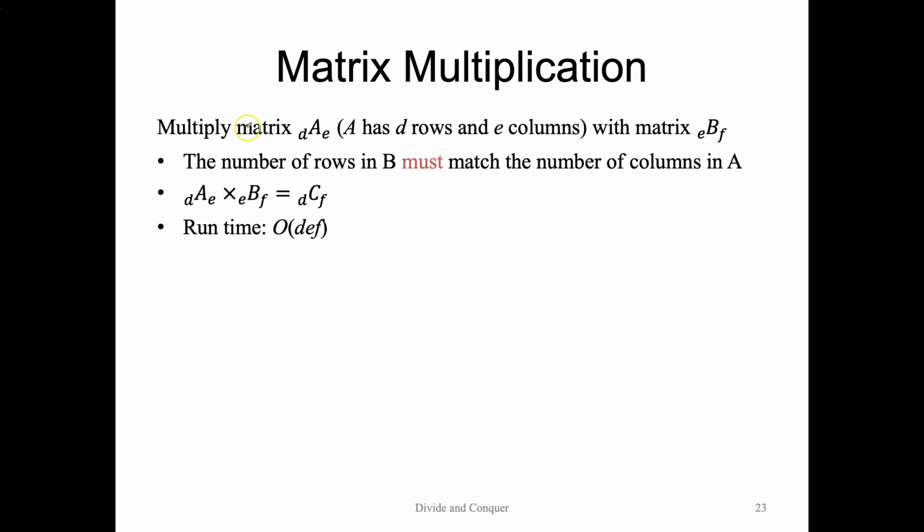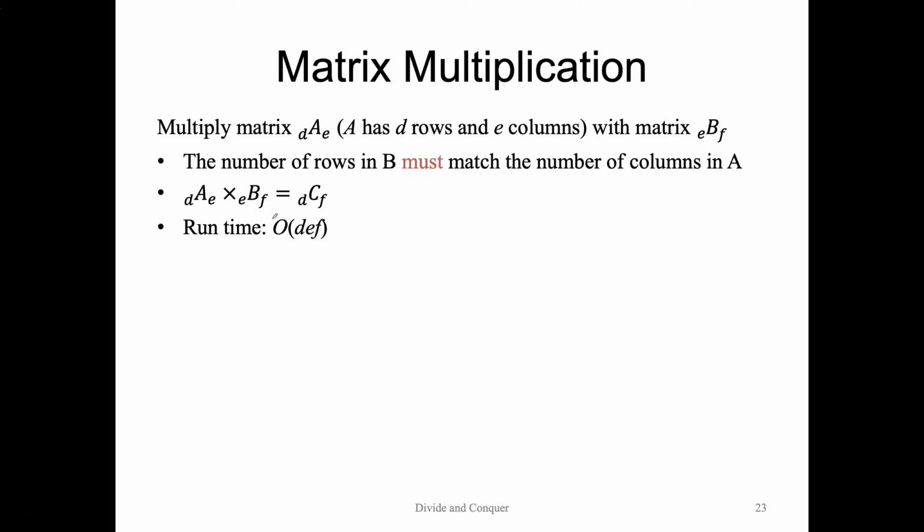Our task here is to multiply two matrices together, matrix A with matrix B, where matrix A has dimensions D by E. So this means it has D rows and E columns, and matrix B has dimensions E by F. Now, in order for us to be able to multiply these together, the number of columns in A must match the number of rows in B. And as a result, after we multiply these together, we get some matrix, let's call it C, which has D rows and F columns. This is based on the outer dimensions of A and B.